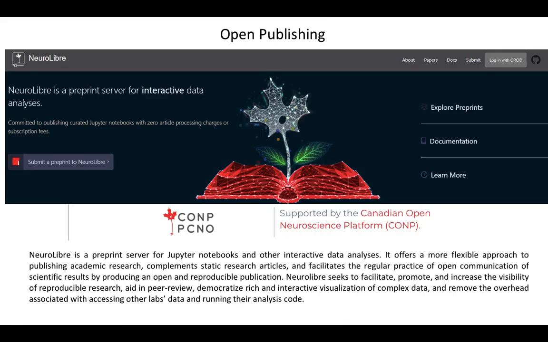And lastly, within the CONP context, I can make mention of the open publishing environment. This is an environment that's called Neurolibre, and this is headed by Nicholas Stickoff, Rachel Harding, Pierre Belec, and you can go to the Neurolibre website and find out a lot more about Neurolibre as a preprint server for interactive data analysis. So this moves us beyond the idea of a publication being a fixed monolithic PDF submission to the journals. You can now work with the data and reanalyze the data with your own tools. It's the new way of doing science as opposed to a static publication.